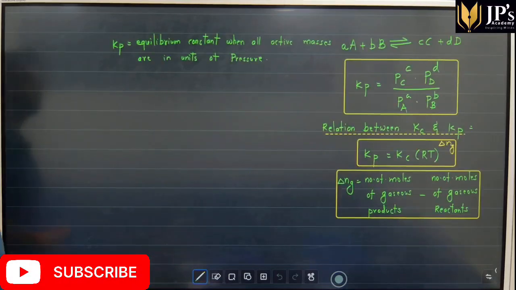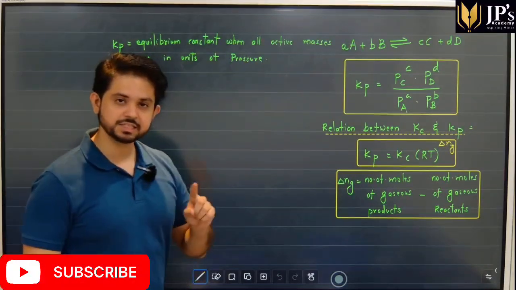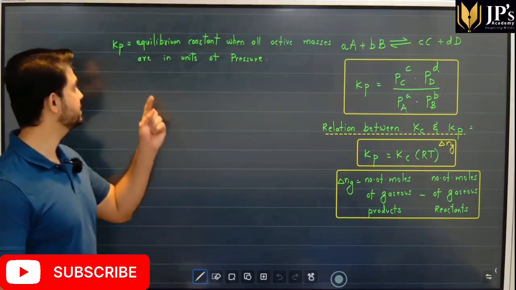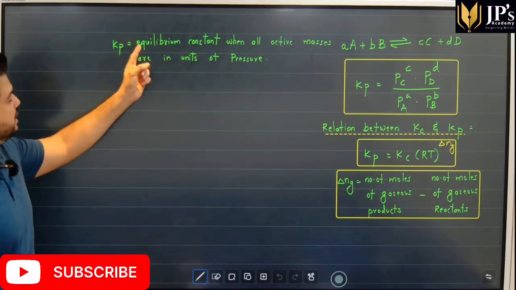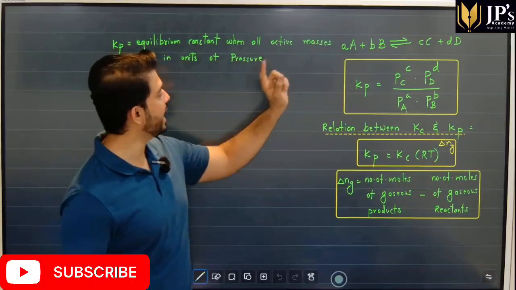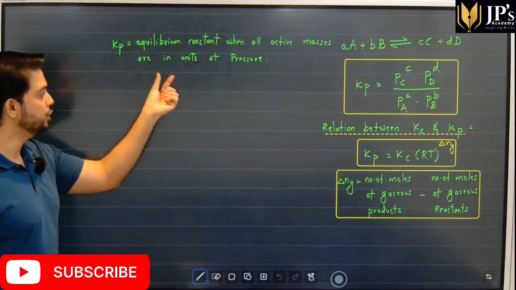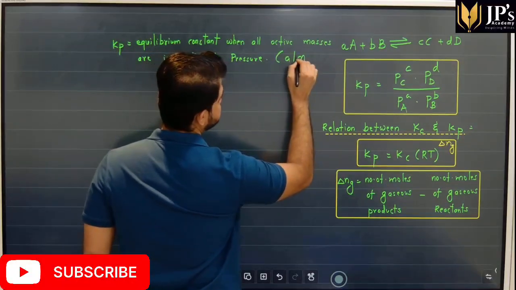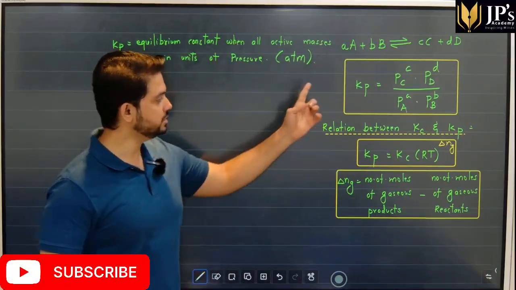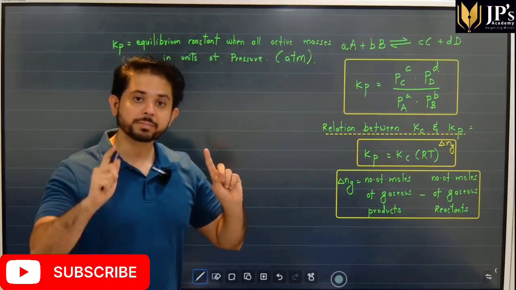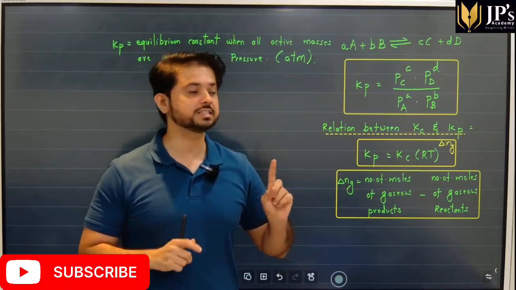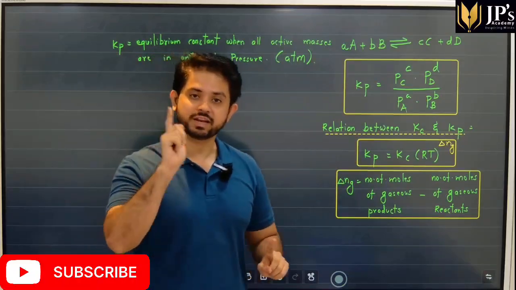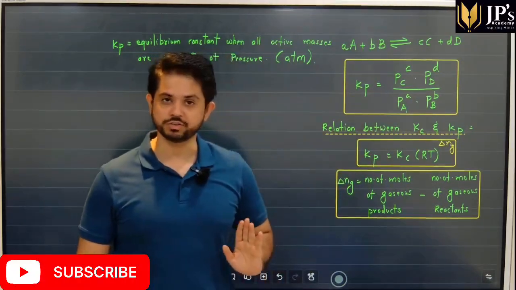Moving ahead, when we express the same parameters in terms of pressure, the equilibrium constant is expressed as Kp. So Kp is the equilibrium constant when all the active masses are in units of pressure, that is atm. The expression for Kp is given by the product of the partial pressures of the gaseous products raised to their stoichiometric coefficients upon the product of the partial pressures of the reactants raised to their stoichiometric coefficients.